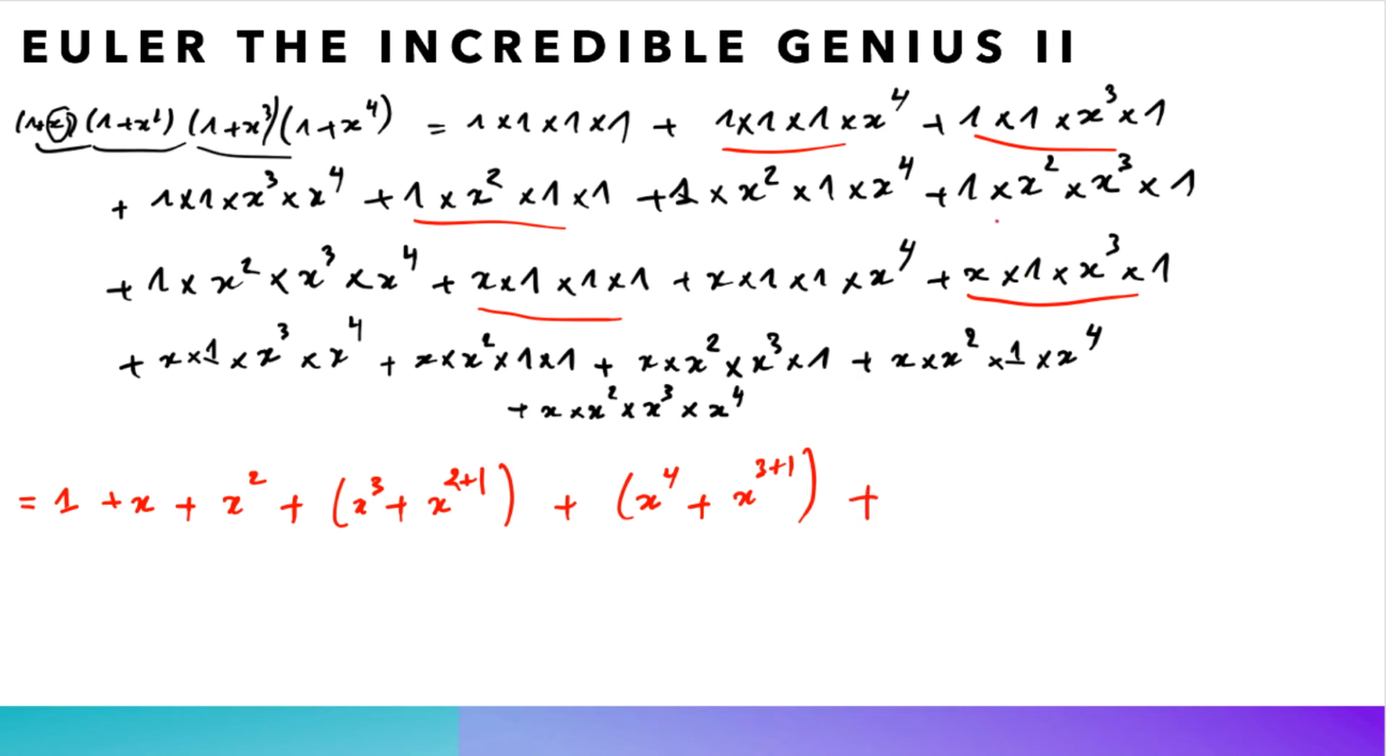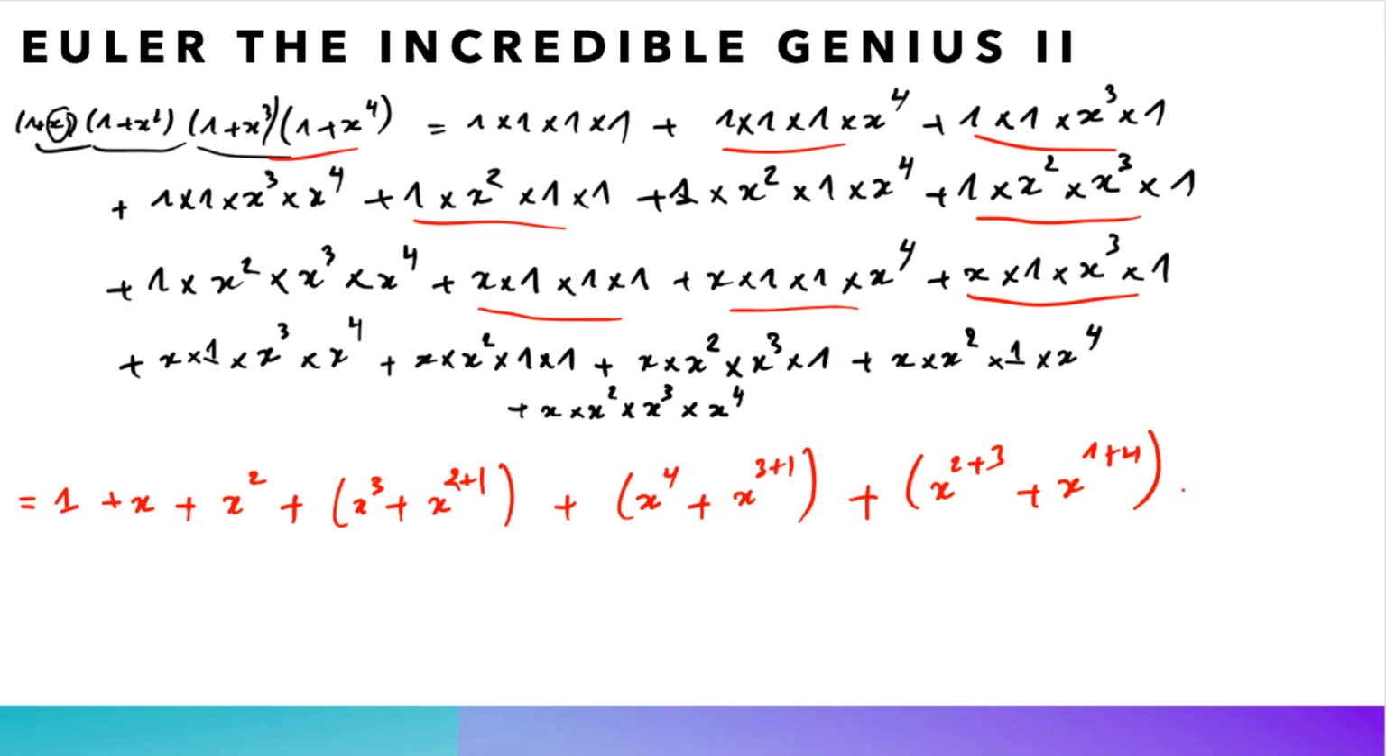And now we get x to the 5th from x squared times x to the 3, so x to the 2 plus 3, and from x to the 1 times x to the 4, so plus x to the 1 plus 4. And that's all we can get here. Notice we cannot have x to the 5th on its own, and this is because there is no x to the 5th here.